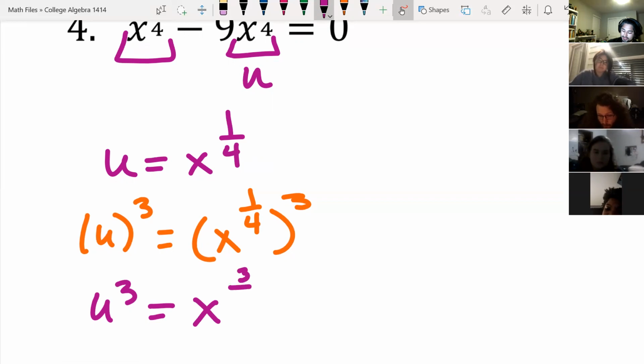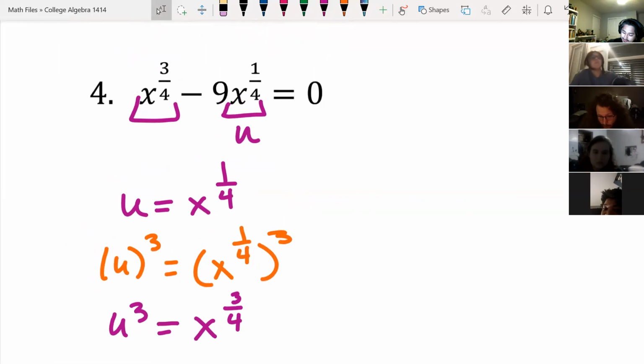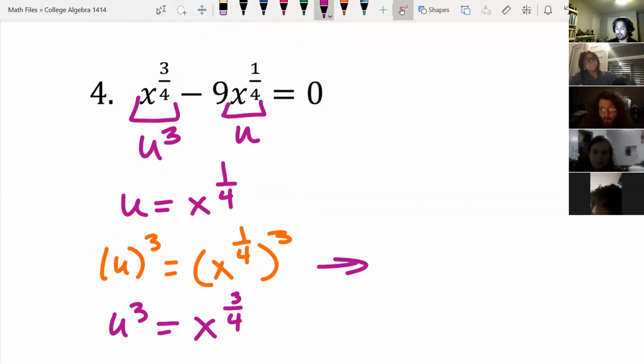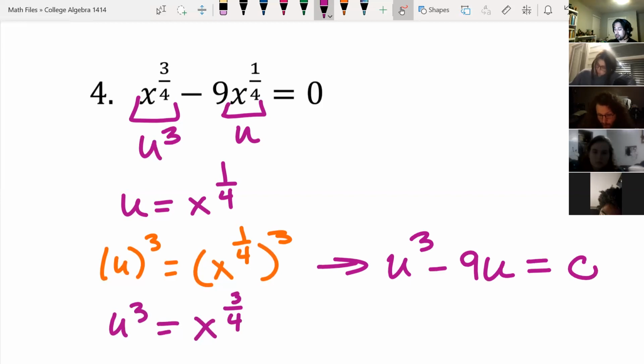3/4. That's it. 3/4. And does that cover our leading term up there? Yes, it does. Now let's put it in. Let's say u cubed minus 9u equals 0. And now, what could you factor out?